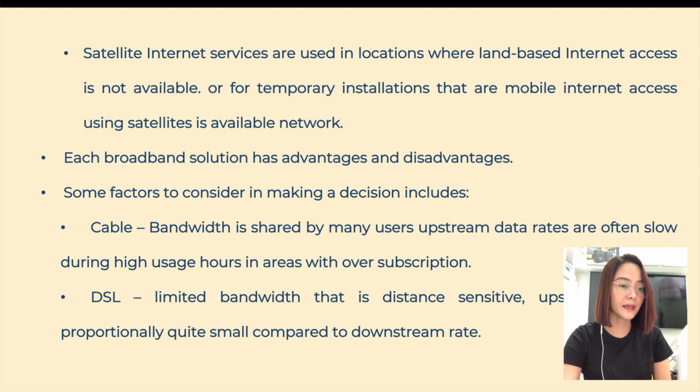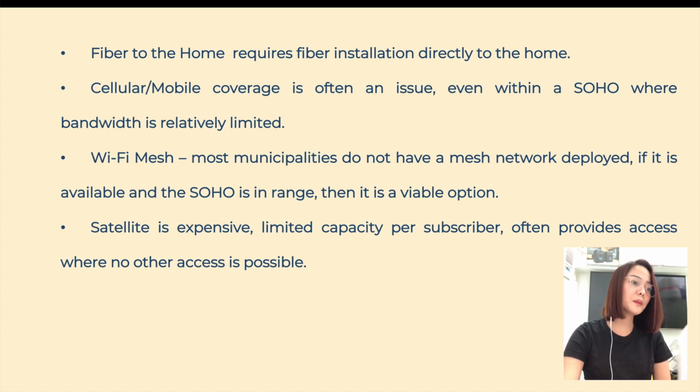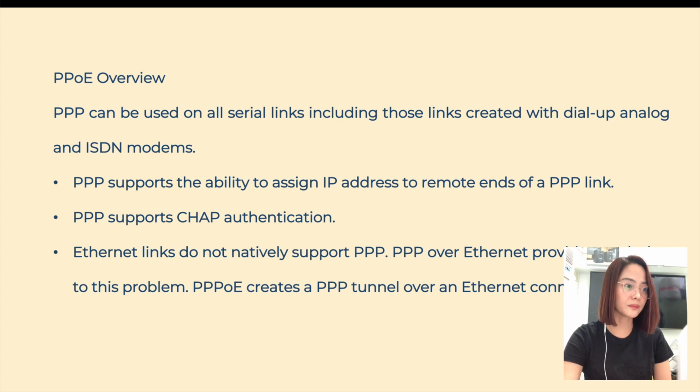DSL. Limited bandwidth that is distance sensitive. Upstream rate is proportionally quite small compared to downstream rate. Fiber to the home requires fiber installation directly to the home. Cellular mobile coverage is often an issue even within the SOHO, or where bandwidth is relatively limited. Wi-Fi mesh. Most municipalities do not have a mesh network deployed. If it is available and the SOHO is in range, then it is a viable option. Satellite is expensive and has limited capacity per subscriber, but often provides access where no other access is possible.